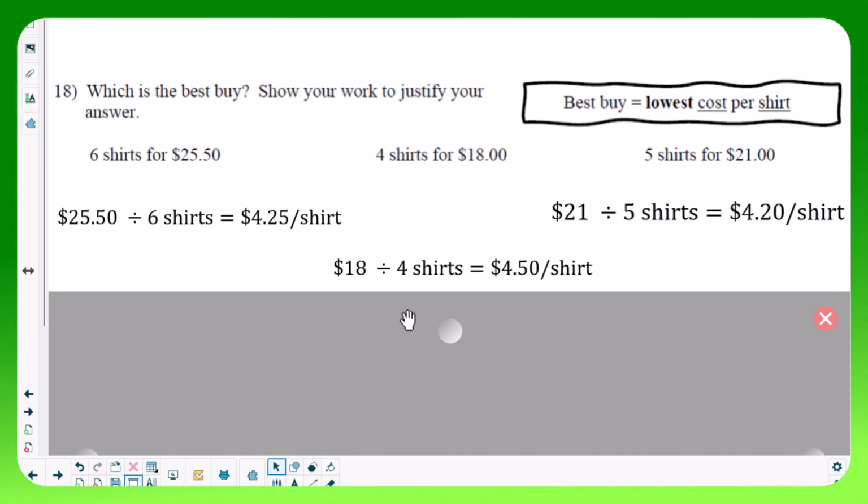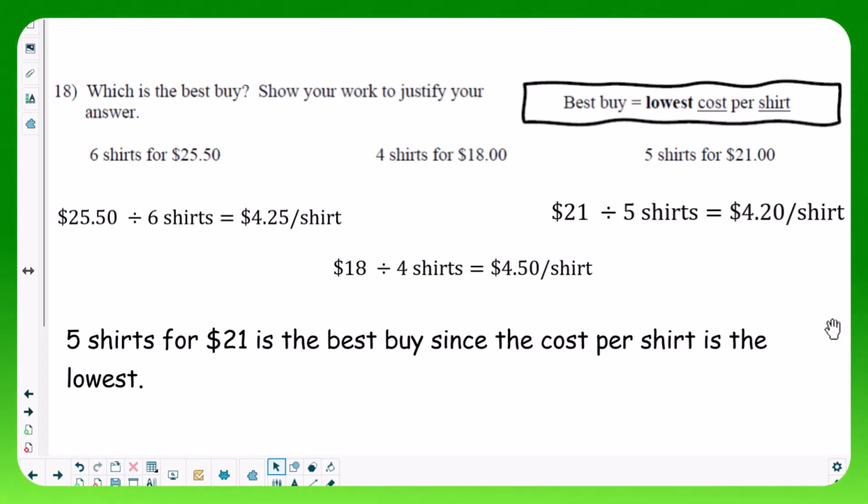So the one with the highest cost is actually that one in the middle at the most expensive price per shirt. The one on the right is our cheapest or lowest cost per shirt. So we would say that, and I know we already saw this before I had covered it, but 5 shirts for $21 is the best buy since the cost per shirt is the lowest.